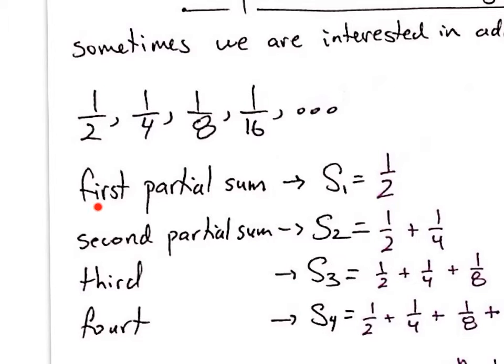We call this S sub 1, the first partial sum, and it's just the sum of the first term. The second partial sum, S sub 2, is the sum of the first two terms. The third is the sum of the first three terms, etc. We call them partial sums because sometimes we can actually add an infinite number of terms and come up with some finite value, which is pretty cool.